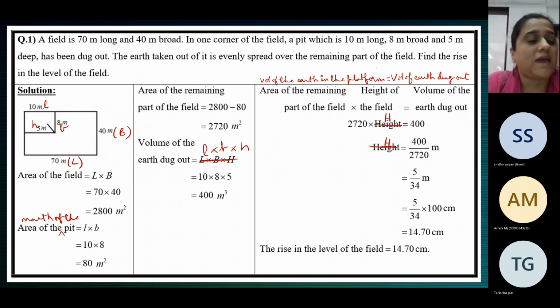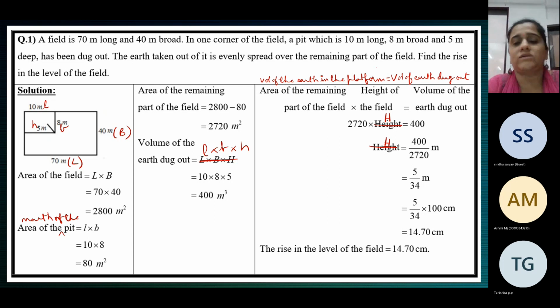So what does capital L, capital B, and capital H represent? The dimensions of the field. What about small l, small b, and small h? The dimensions of the pit. Small l, b, h are the dimensions of the pit, capital L, B, H the dimensions of the field. H is the height of the platform.